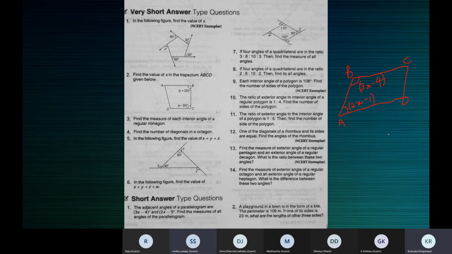Ma'am, x is 37 degrees. Very good. Ma'am, 3x minus 4 is 107, and 2x minus 1 is 73, ma'am. So the angle is 73.